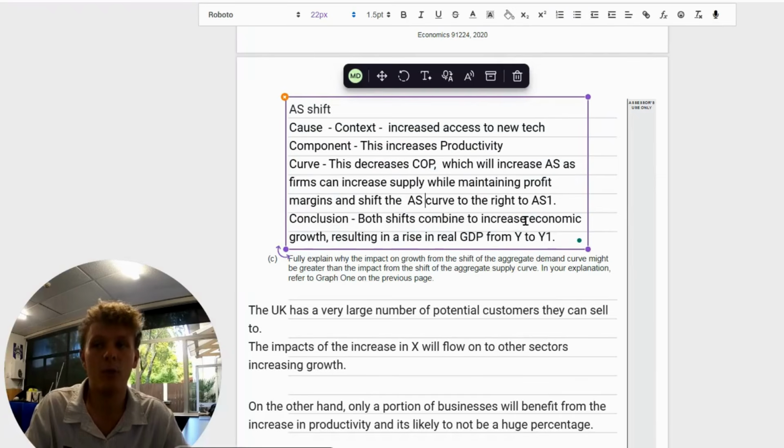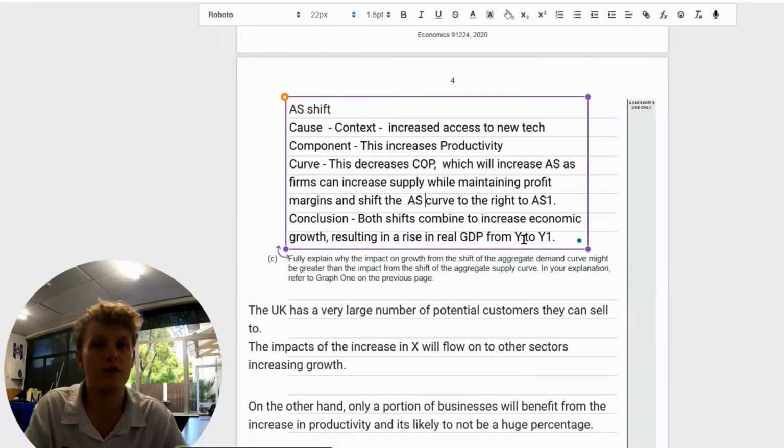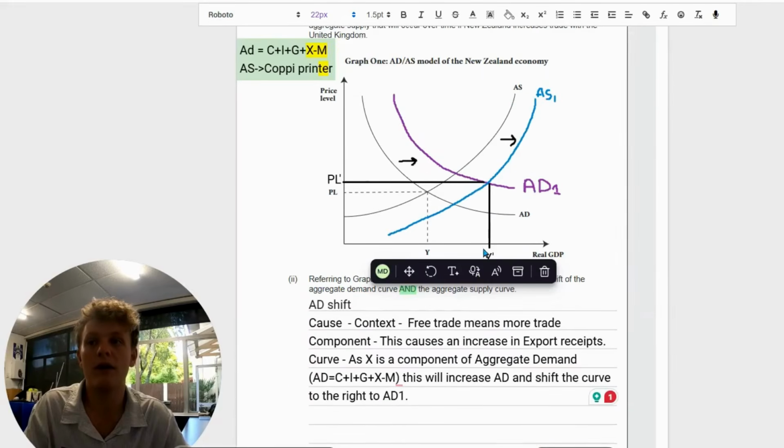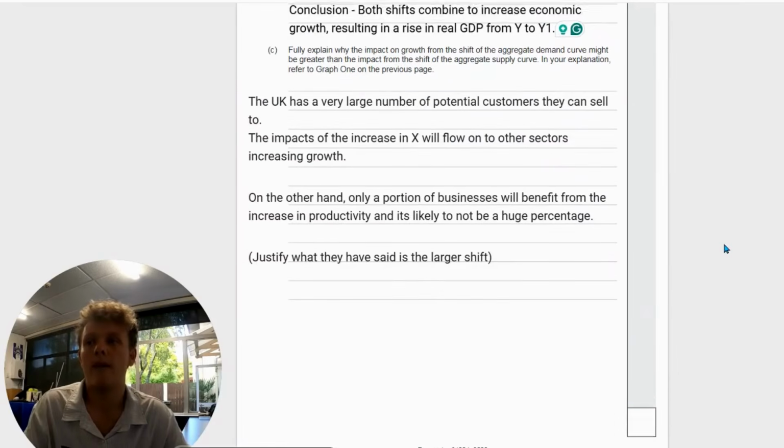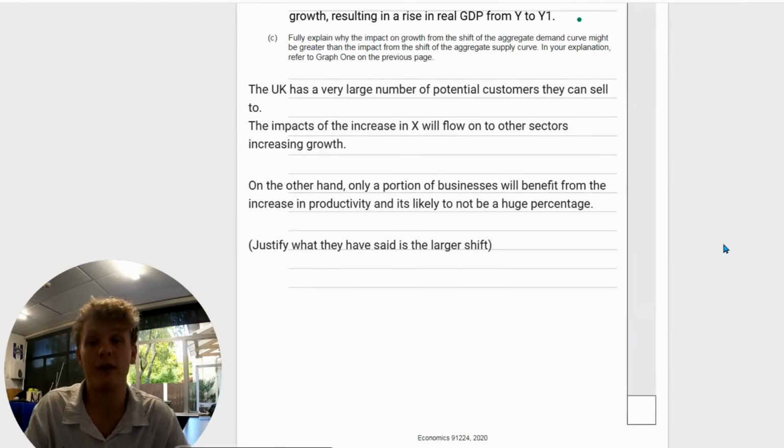And then conclusion, both shifts combine to increase economic growth, resulting in a rise in real GDP from Y to Y dash. And C, which I found a pretty tricky question, if I'm honest: fully explain why the impact of growth from the shift of the aggregate demand curve might be greater than the impact from the shift in the aggregate supply curve, and in your explanation refer to graph 1.